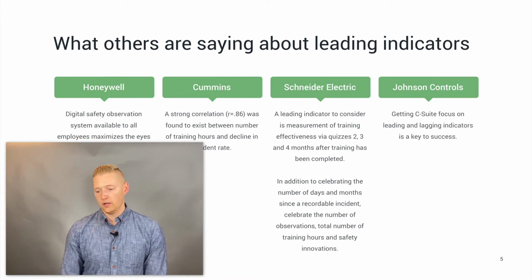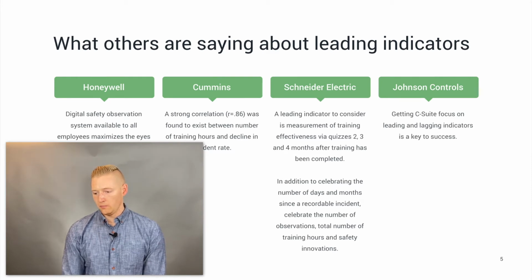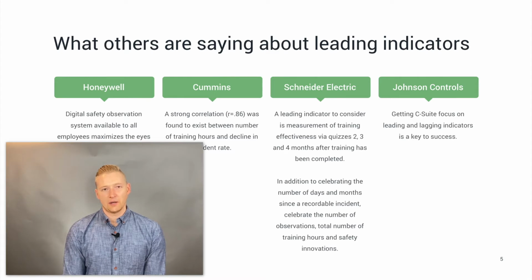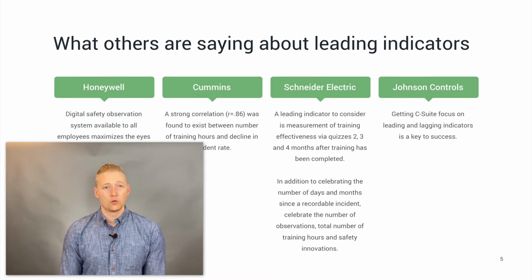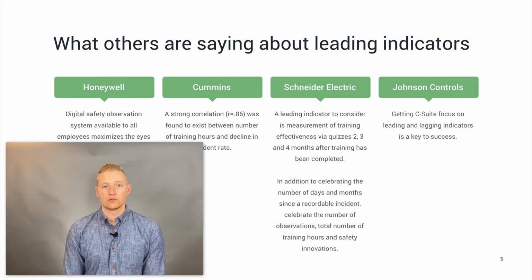Now, what's also an interesting thing they do is they say, in addition to celebrating the number of days and months since a recordable incident, which is pretty common, you know, sometimes you walk into a facility and it says X days since our last injury, they also celebrate the number of observations, total number of training hours, and safety innovations. Now, what's interesting about that second part there, what they track with the observations, training hours, and safety innovations, is that, especially when you talk to OSHA folks, they really like it when you focus on that one. And you know, it makes sense. Focusing on those leading indicators and giving visibility to that in your organization, and even rewarding people through a safety incentive program, will do wonders for safety.